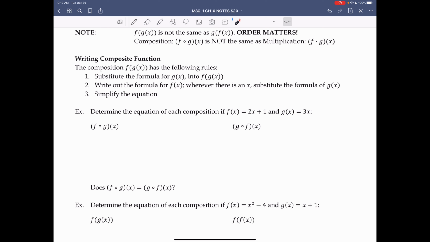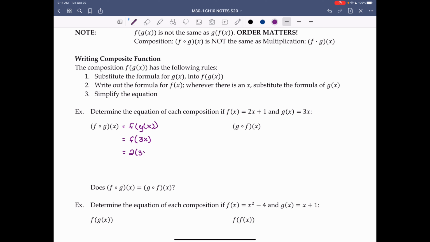Let's practice. Determine the equation of each composition if f of x is 2x plus 1 and g of x equals 3x. So f of g of x, which means f of g of x. So we want to plug in the g of x into the function f. So f of what? g of x is 3x. Then what is f of x? It's 2x plus 1, which in this case, we're plugging in g of x for x.